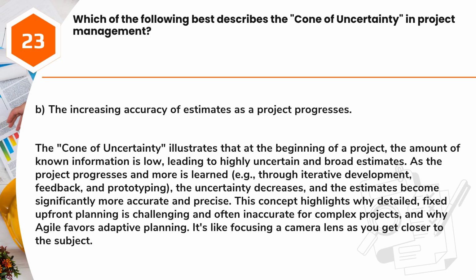Answer: B. The increasing accuracy of estimates as a project progresses. The cone of uncertainty illustrates that at the beginning of a project, the amount of known information is low, leading to highly uncertain and broad estimates. As the project progresses and more is learned, for example through iterative development, feedback, and prototyping, the uncertainty decreases, and the estimates become significantly more accurate and precise. This concept highlights why detailed, fixed upfront planning is challenging and often inaccurate for complex projects, and why Agile favors adaptive planning. It's like focusing a camera lens as you get closer to the subject.